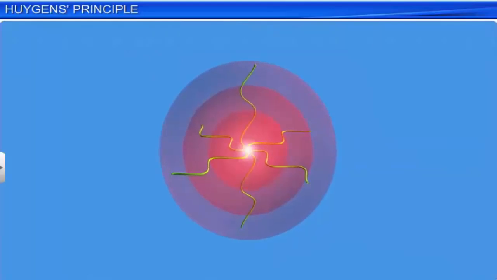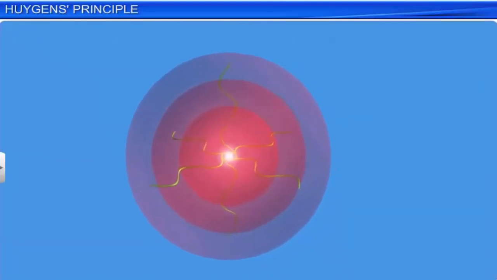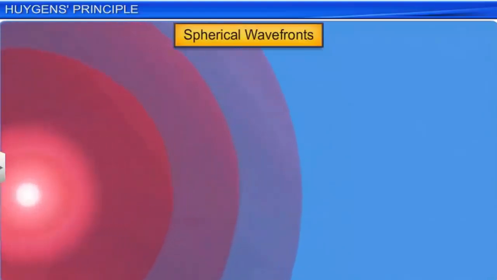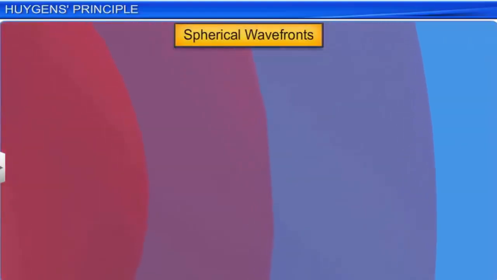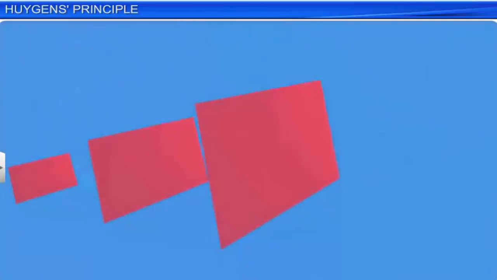At a large distance from the source, these spherical wave fronts have large radii of curvature. A small portion of a spherical wave front at a very large distance from the source can be treated as a plane wave front.